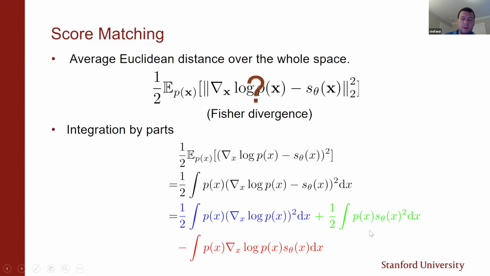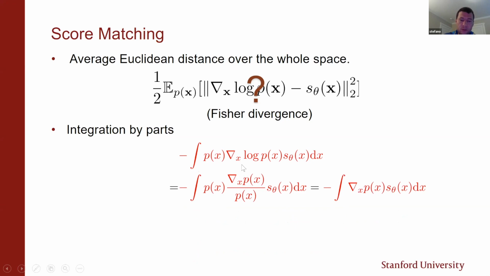The red part is the annoying one that still depends on the gradient x of log px, which we don't know how to handle. So here we can first write the gradient x of log px. We expand it as 1 over px, that's the gradient of px. And now the px cancel here, and so we're left with something like this, which is exactly the kind of expression where you would maybe apply integration by parts.